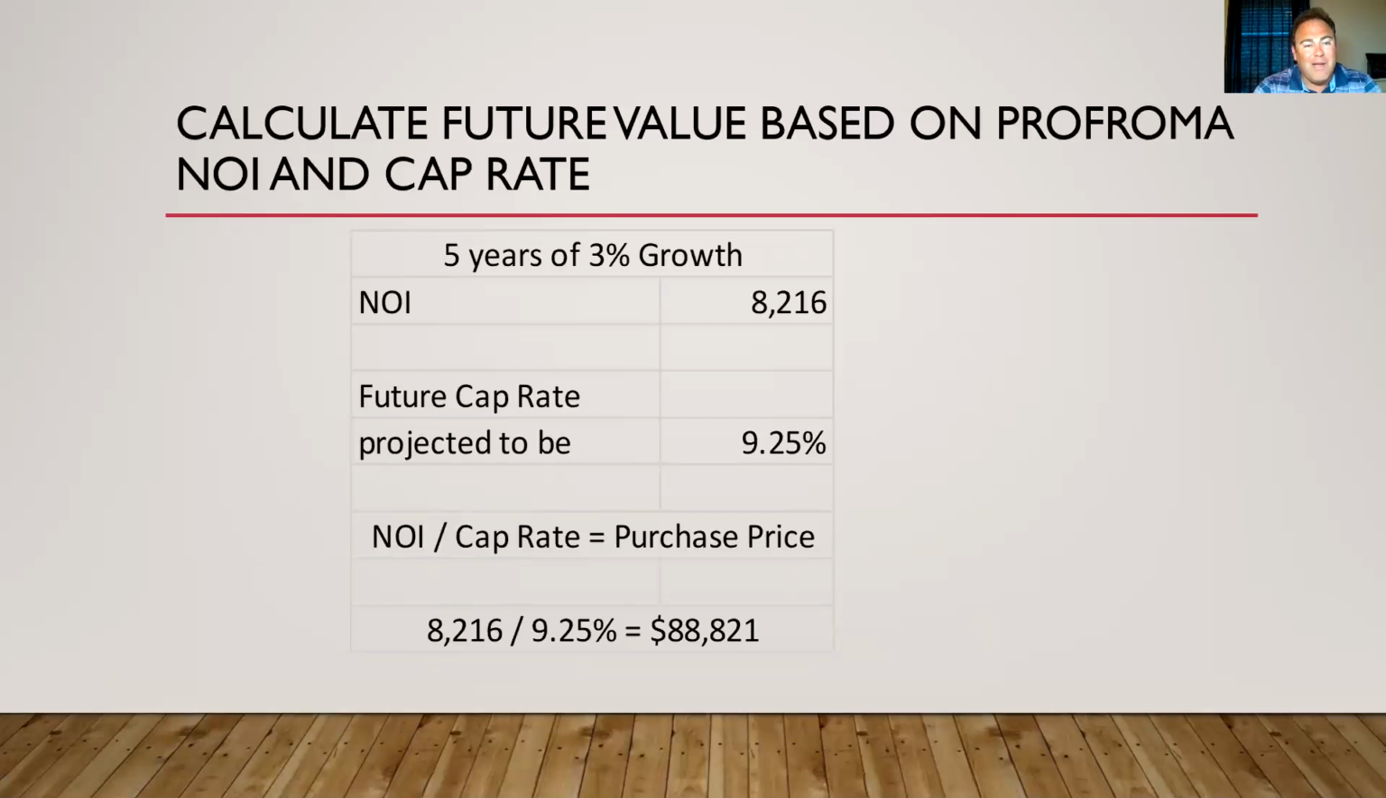We're going to say that in the future, based on interest rates or whatever else is going on, cap rates are going to be at 9.25%. So we take that same formula of NOI divided by cap rate equals purchase price, or in this example, potential sales price. That 8,216 divided by 9.25% gives us an $88,821 future sale price based on this example.